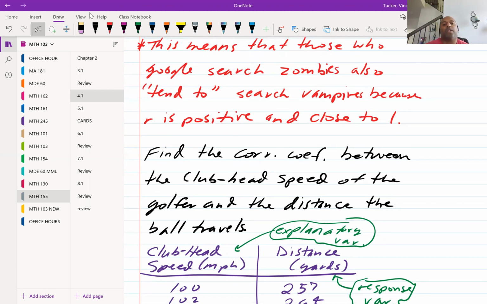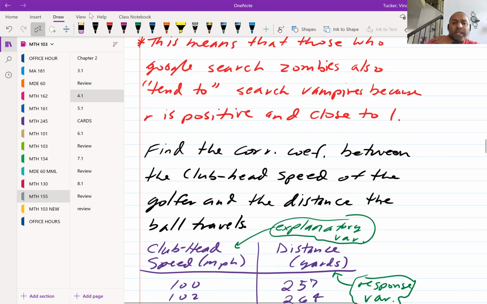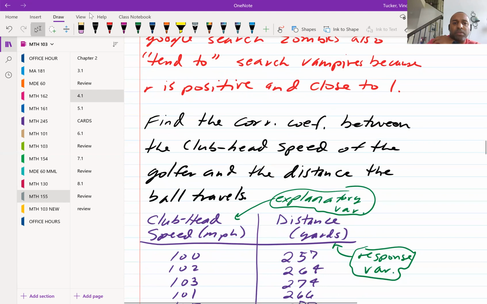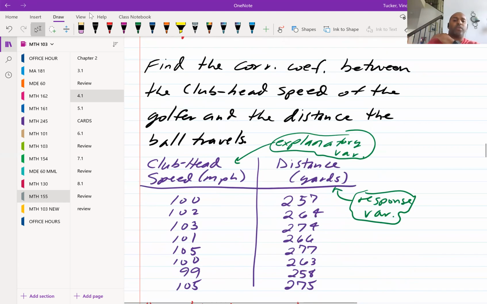All right. So find the correlation coefficient between the club head speed of the golfer and the distance the ball travels. Is everybody done with the red before I keep going? Can I scroll up? Okay. So we're talking about a golfer here. And the club head speed, we're talking about the head of the golf club and how fast he's swinging it. And as he hits the ball, it will travel a certain amount of distance.